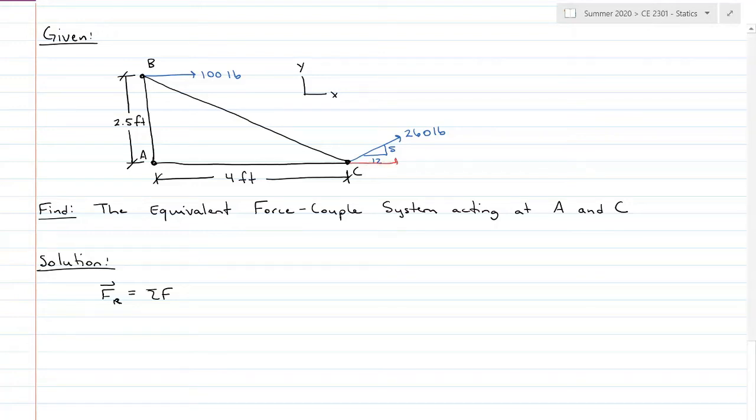My force acting at C can be broken apart into a horizontal component of 240 pounds and 100 pounds. And I found that using similar triangles. So I have 100 pounds acting in the I direction for force B, and I'm going to add that to 240I plus 100J acting at point C. So my equivalent resultant force is 340I plus 100J, and we will be in pounds.